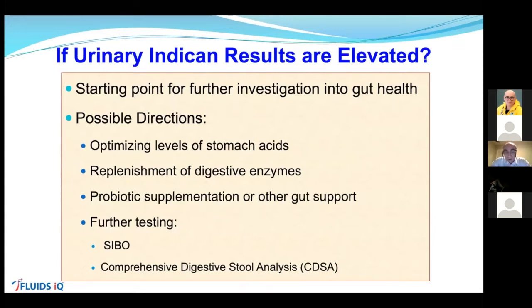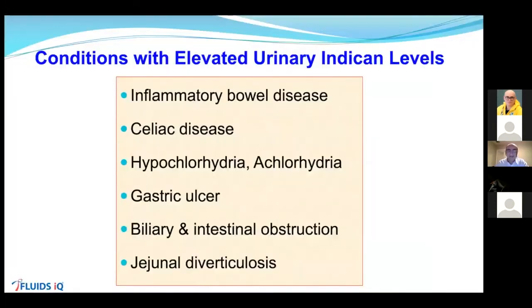So some of the possible directions that one can go into is, of course, trying to optimize the level of stomach acids, because I said hypochloridria is one of the prime reasons for developing this issue. You want to replenish digestive enzymes because quite often it is the lack or low levels of digestive enzymes which lead to this problem. You can get that with both prebiotic and probiotic supplementation, and of course further testing, SIBO testing, a comprehensive digestive stool analysis. All of that will help.